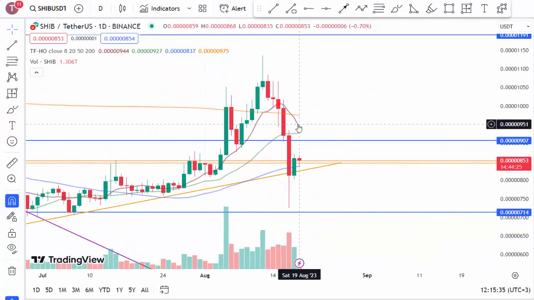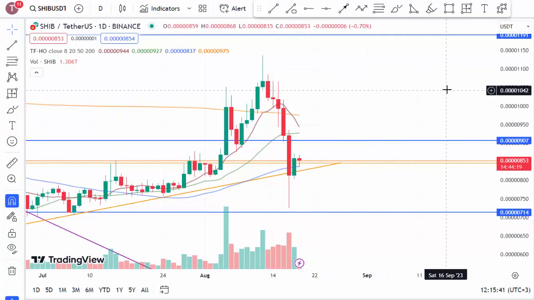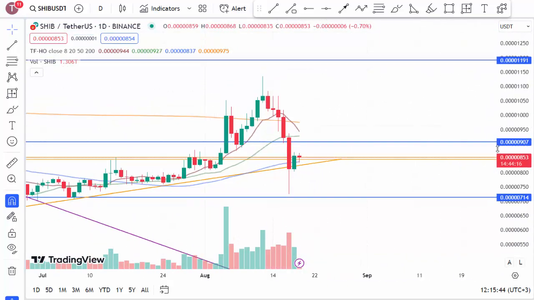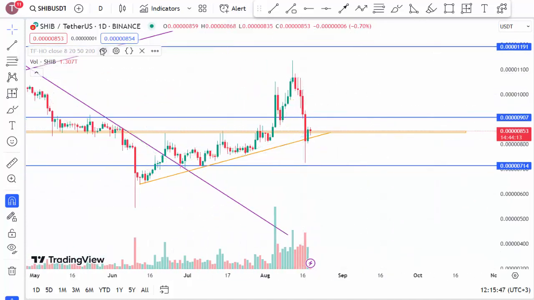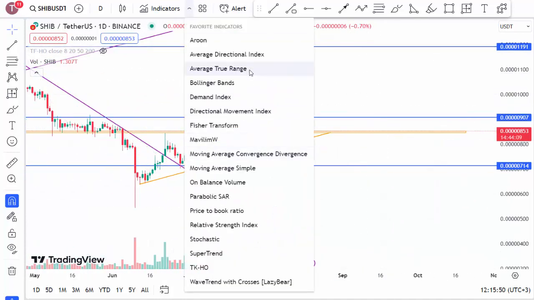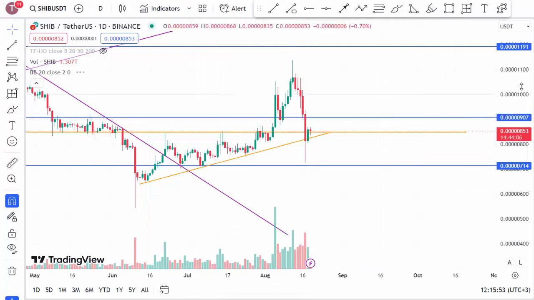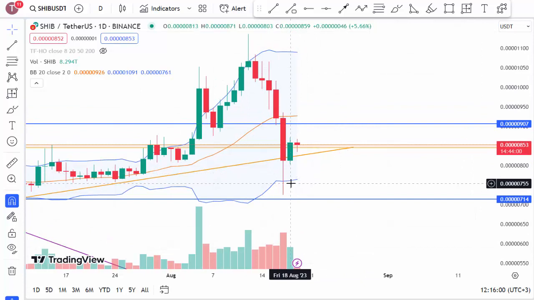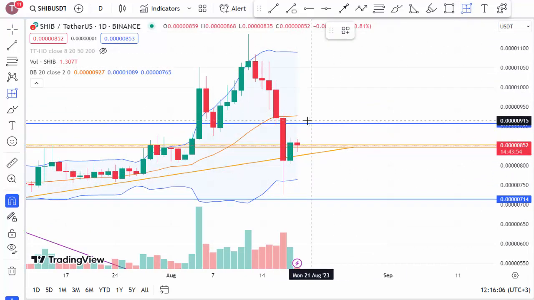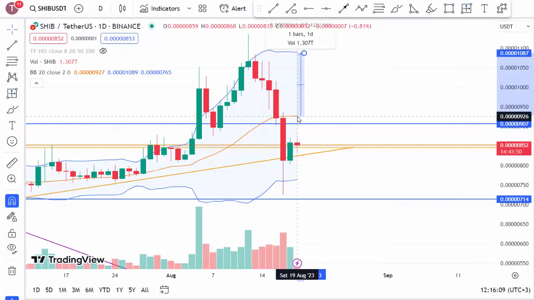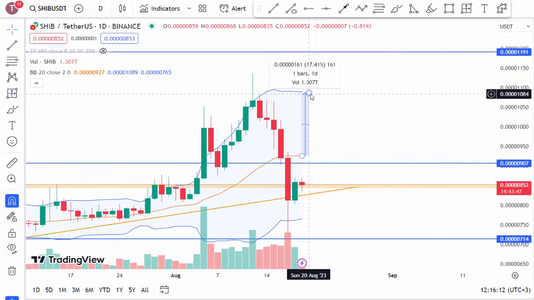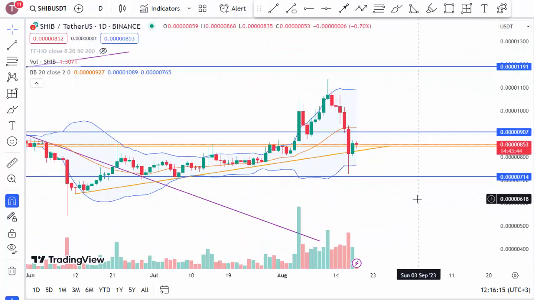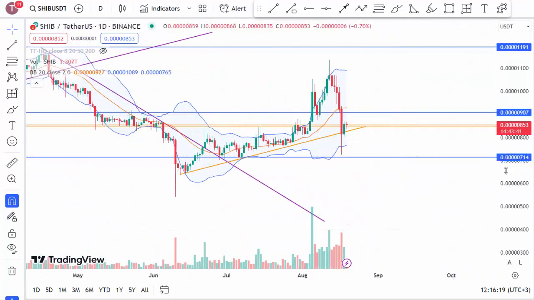Now, let's take a look at the Bollinger Bands from our indicators. If we examine the Bollinger Bands, we can say that they are currently near the middle line. As they move from the lower band to the upper band, the middle band is significant. If this region breaks upwards, we might potentially achieve around a 17% gain. This is how we can interpret it. Of course, we need to be mindful of downward movements as well. The price might dip down to around 0.000714, so keep that in mind.